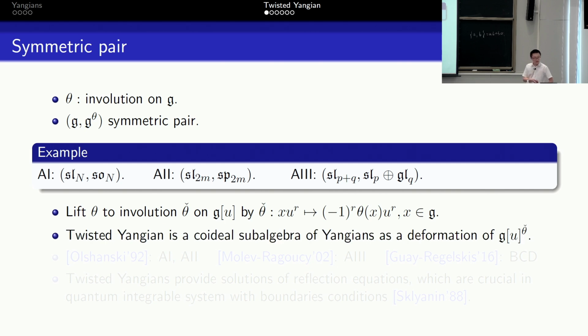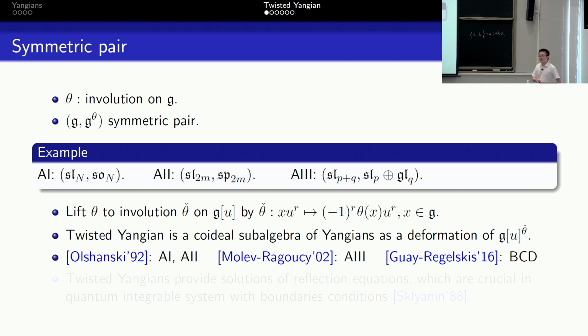Okay. And so the twisted Yangian is a coideal subalgebra of the Yangian, as a deformation of this fixed point subalgebra. I will call this fixed point subalgebra in the current algebra the twisted current algebra. The twisted Yangian was introduced by Olshanskii for type A1 and A2, and by Molev and Ragoucy for type A3. They also call it the reflection algebra.